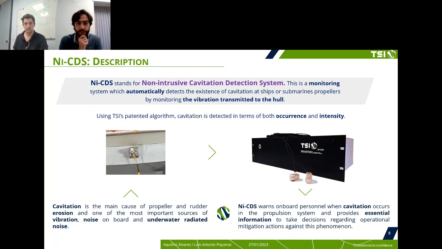Yes, indeed, looking at all this, understanding cavitation, TSI started to work on this idea of the non-intrusive cavitation detection system, where what we looked at is not to avoid cavitation, but rather to understand its occurrence and intensity. So this system aims at providing essential information to crew members on how to deal with the phenomena when they're sailing in different environments.